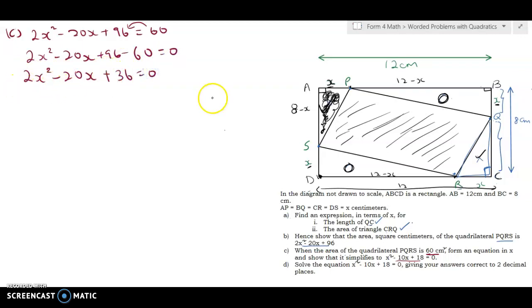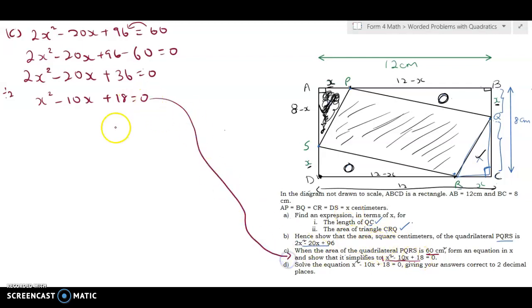And then this does not look like my equation, right? My coefficient here is 1. So for me to get a 1 here, I need to divide this whole equation by 2. So I get x squared minus 10x plus 18. And guess what? That's it. I got it. So nice. That is the end of part C. So now, we've completed here and here. Let's do the last part.